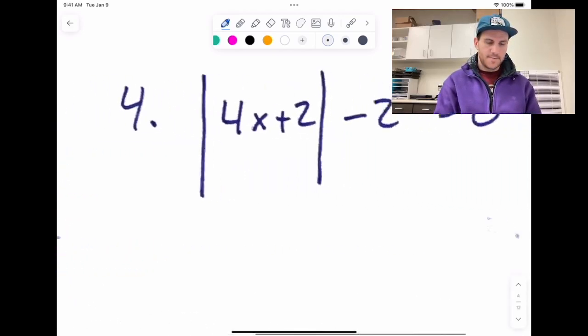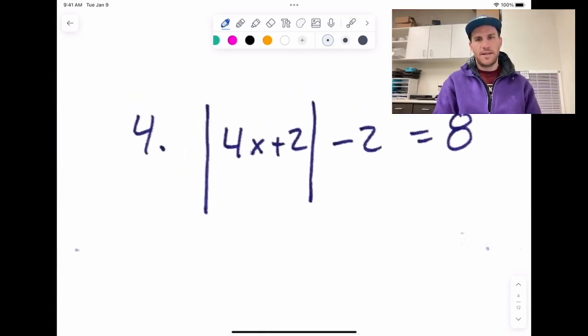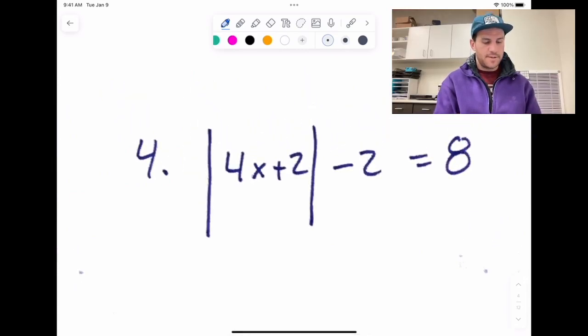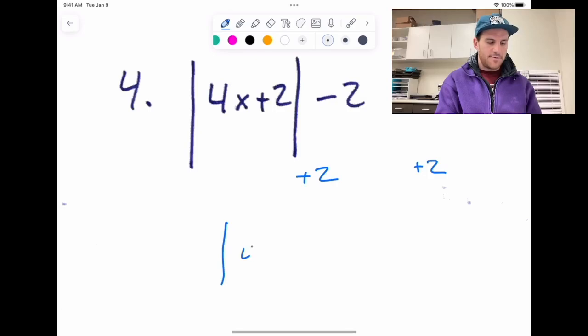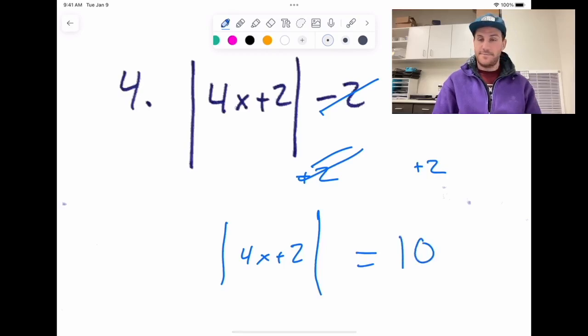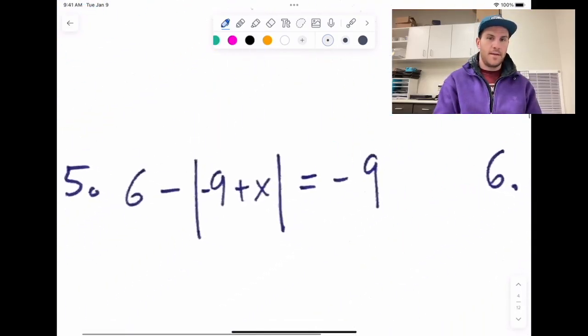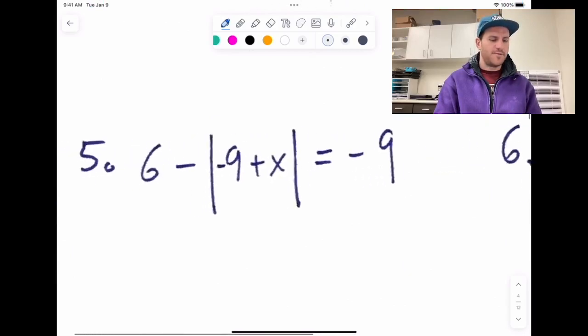Ta-da! Here, what would we do here? Well, if this was x minus 2 equals 8, how would you isolate the variable? You'd add 2. That's how we're going to isolate the absolute value. Add 2, add 2. You'll get the absolute value of 4x plus 2, because these cancel out, is equal to 10. All right? I want to go over number 5 right now, actually.